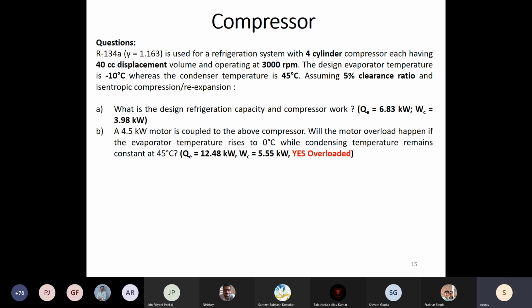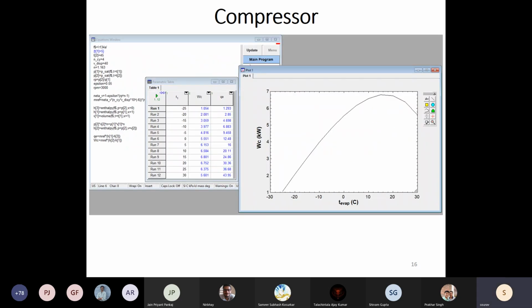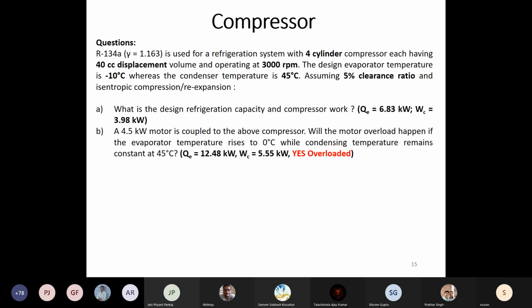And if a 4.5 kilowatt motor is coupled to the above compressor, will the motor overload happen if the temperature rises to 0 degrees C, while the condensing temperature remains at 45 degrees C? Basically, indirectly, we are looking at if we are on the left hand side of the peak or on the right hand side of the peak. Okay. So we can quickly write the code and check.